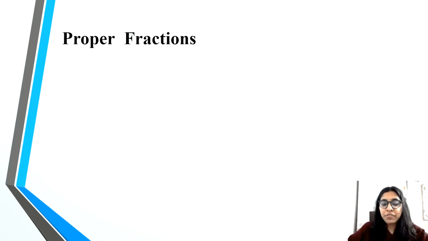Now comes the proper fraction. Proper fraction is again very simple. It's the vice versa of improper fraction. Here you will see that the numerator is less than the denominator, like 3 upon 7. Here you can see the numerator is 3 and the denominator is 7, and 3 is smaller than 7.